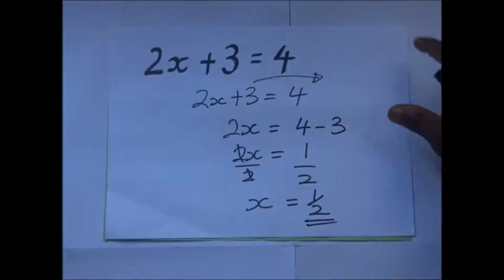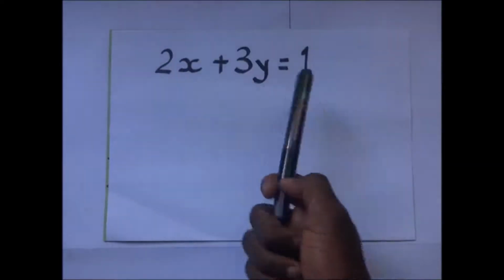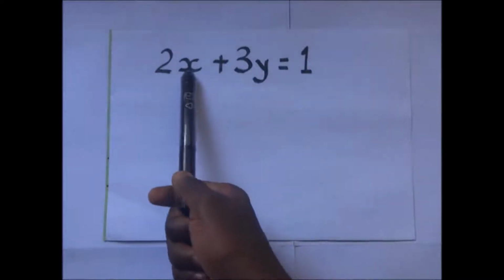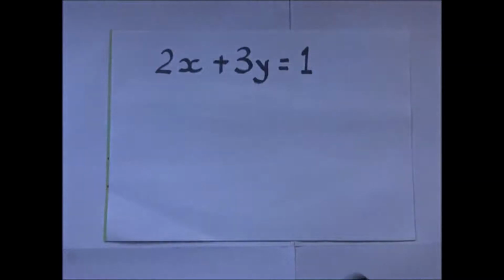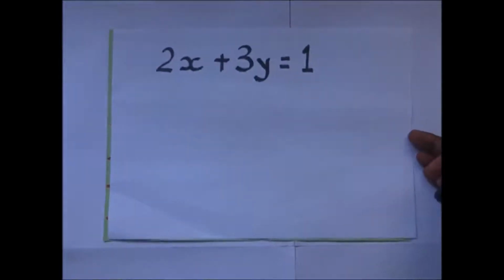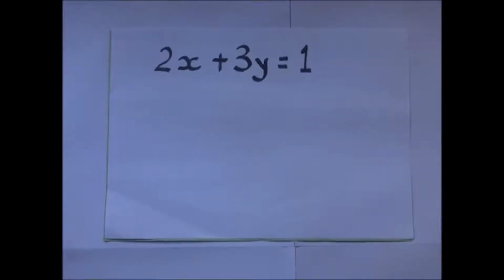But what about when we have two? We are having two variables. For example, in this equation we have x and y. We can't simply easily get the value of x or the value of y unless we introduce a second equation so that we solve the two equations simultaneously. So, in this video, we shall be dealing with simultaneous equations first that are having two variables.